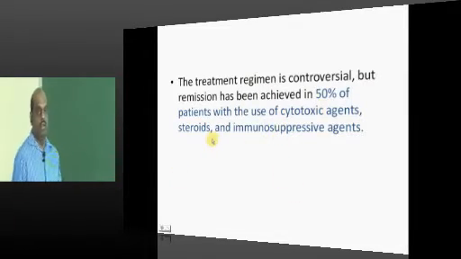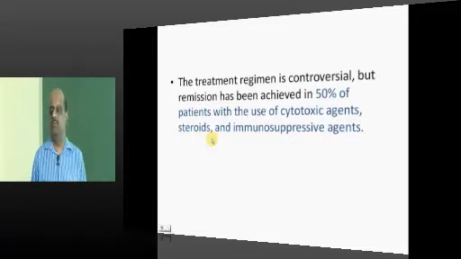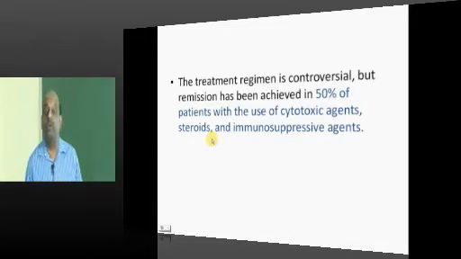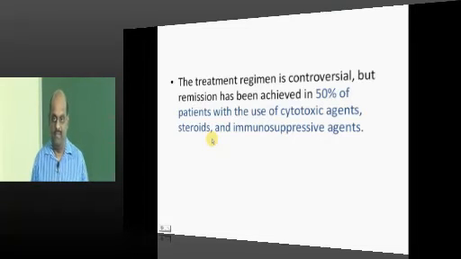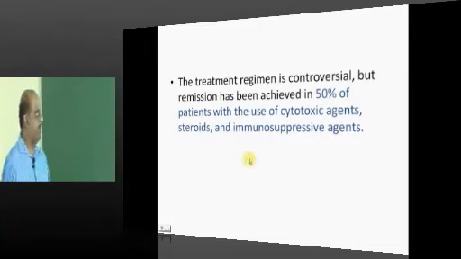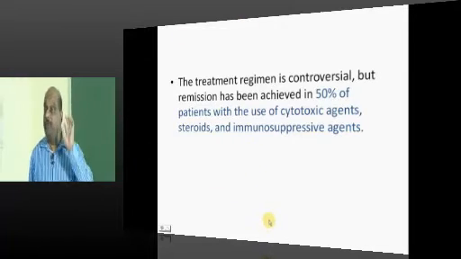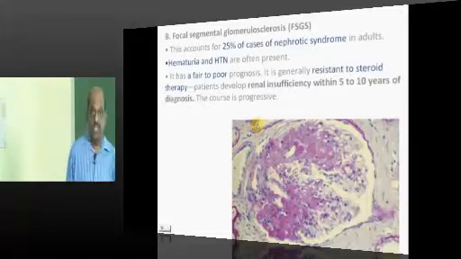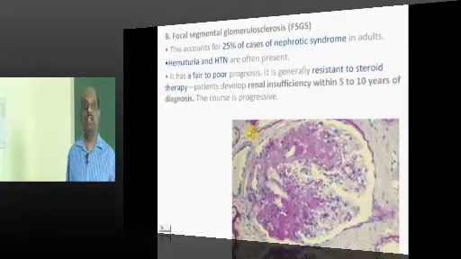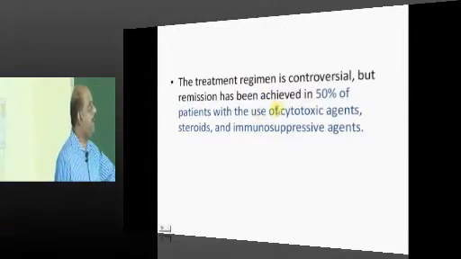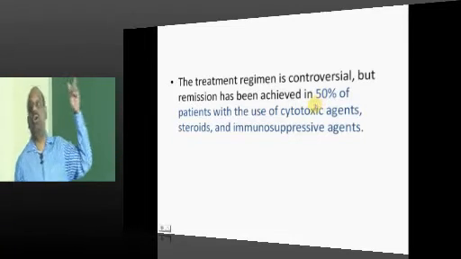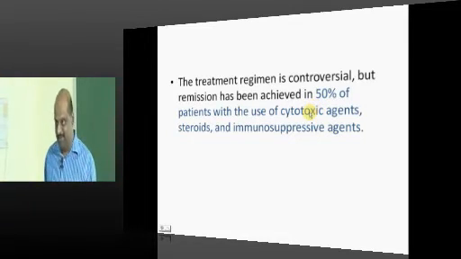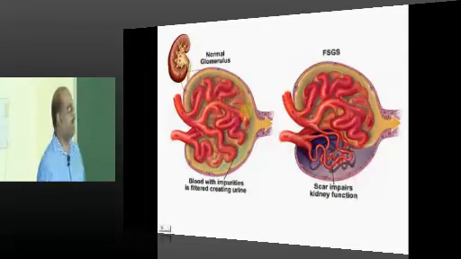Now, how do you induce remission if there is a nephrotic syndrome? We give steroids. If the steroids don't work, we will give cytotoxic agents like cyclophosphamide. So half of the patients with FSGS with nephrotic syndrome will end up requiring cytotoxic agents for inducing the remission, is what you have to ultimately remember.